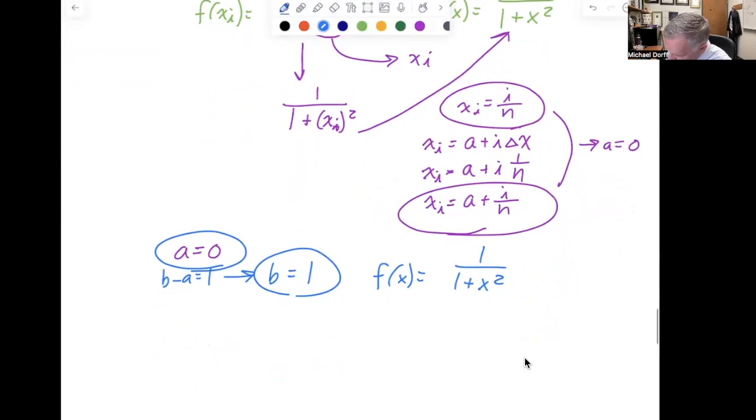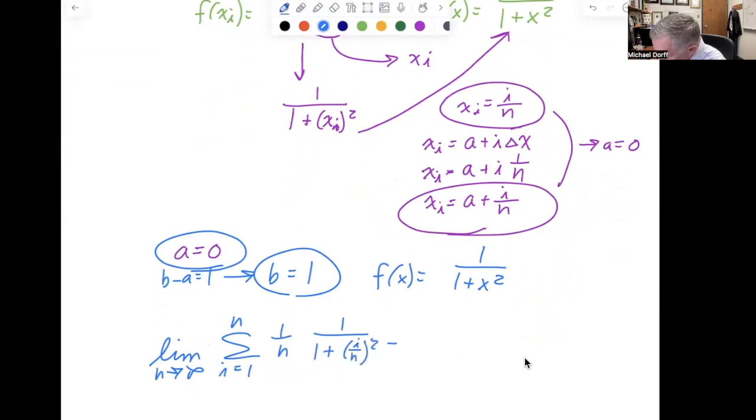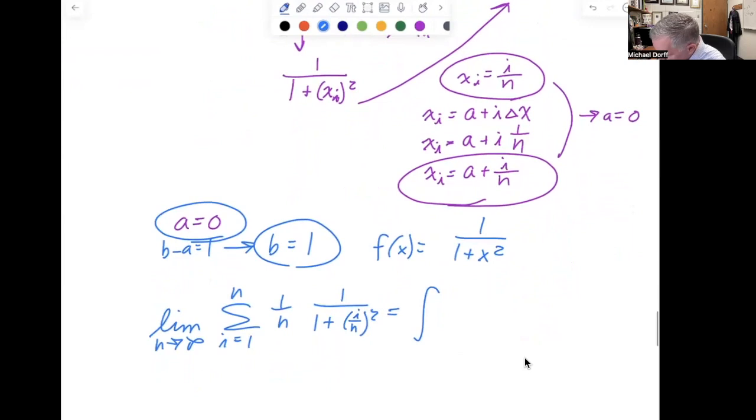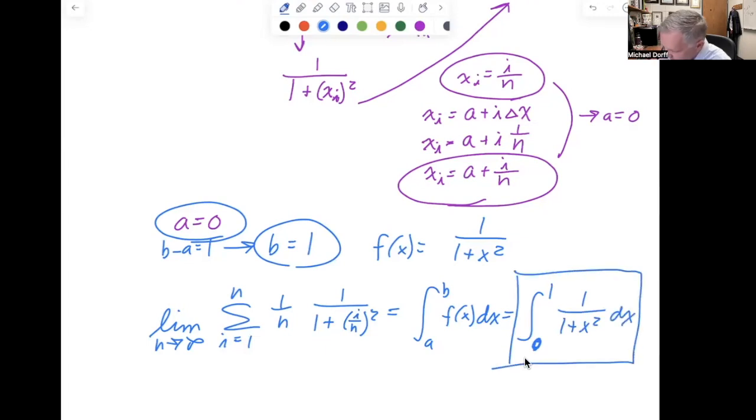So then I've got that my limit as n goes to infinity of the sum i equals 1 to n of 1 over n times 1 over 1 plus i over n squared, the original problem, is equal to the integral from a to b of f of x dx. And so now when I substitute those values in, a is 0, b was 1, and f of x is 1 over 1 plus x squared dx. And so that becomes my answer there. All right.